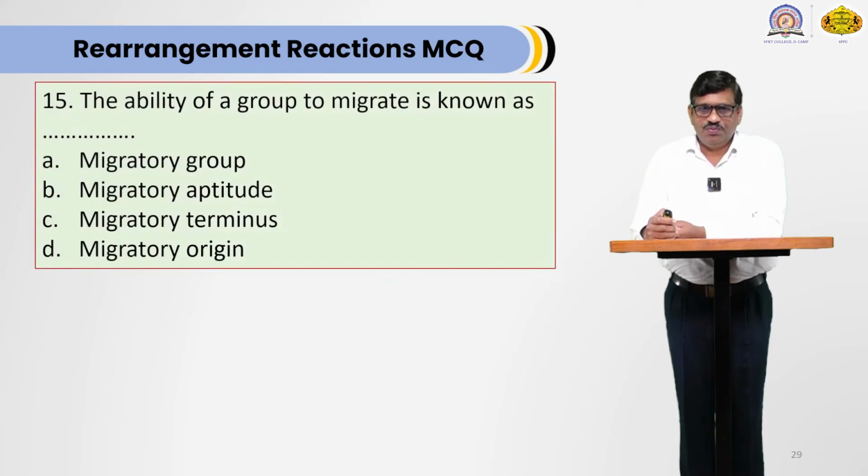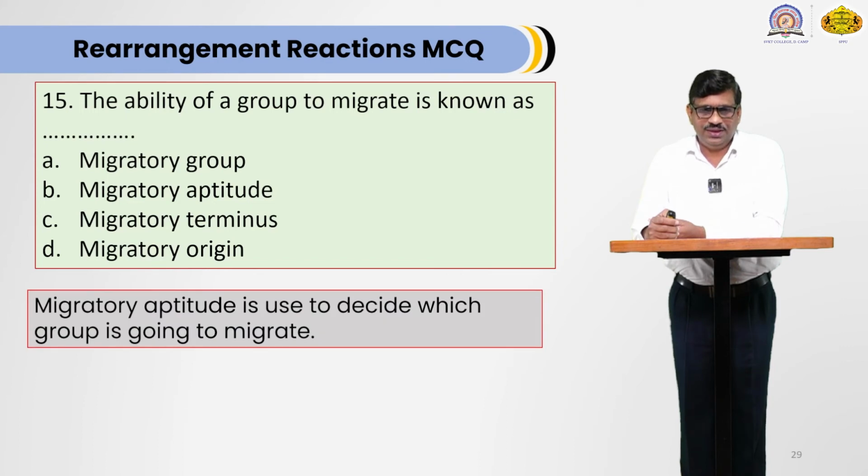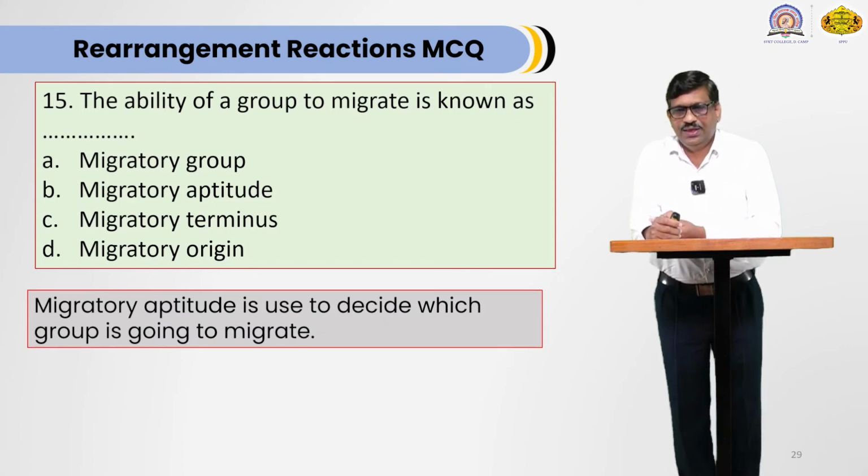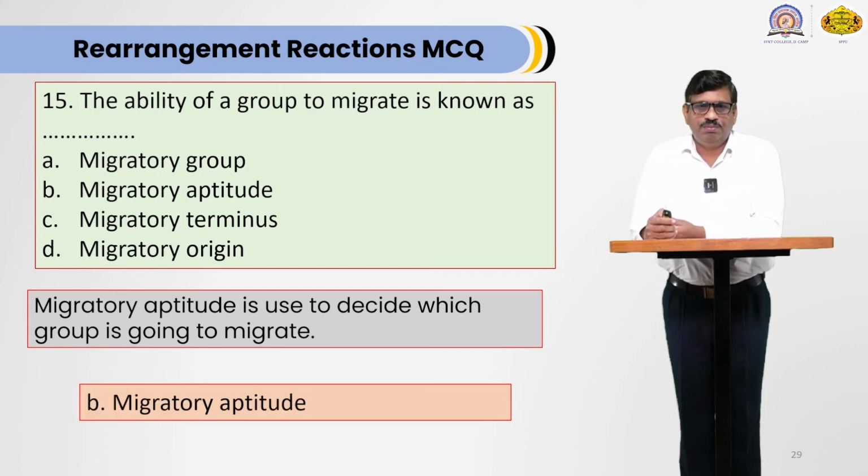The ability of a group to migrate is known as dash dash. Migrating group, migratory aptitude, migratory terminus, migratory origin. Migratory aptitude is the correct answer because migratory aptitude is used to decide which group is going to migrate.